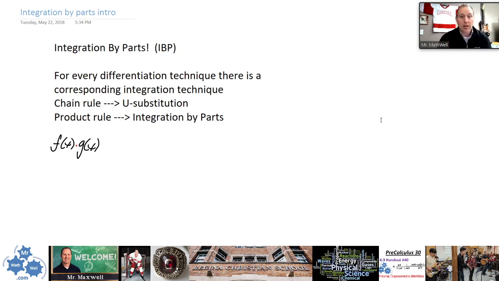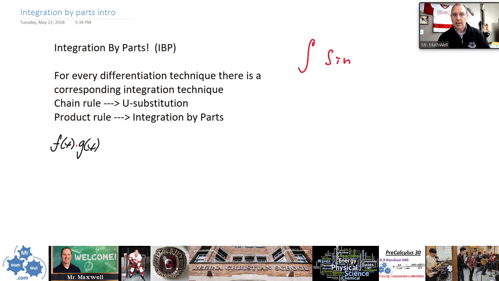What is integration by parts and why, you say? Well, for every differentiation technique, there's a corresponding integration technique. So for example, if we differentiate something using the chain rule, in order to get that function back to integrate, we would use substitution. So you might remember something like this, right?